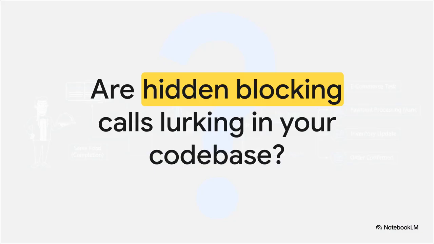So I want to leave you with this provocative thought to chew on. Think about the legacy code, or hey, even the brand new microservices your team just deployed. How many hidden .Result or .Wait calls are lurking in your codebase right now? Are they just sitting there waiting for a massive traffic spike to completely starve your thread pool? I highly encourage you to go run an audit on your code today. Hunt down those blocking calls and replace them with proper awaits.